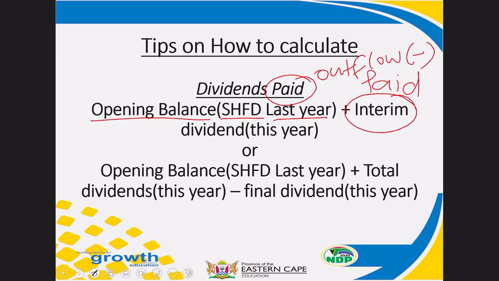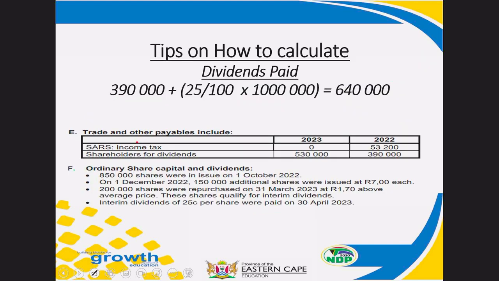Okay. Also, another method of doing it is again starting with the opening balance, and then you add your total dividends, dividends plural, both the interim and the final dividend. However, we are only looking for money that was spent, so you have to subtract the final dividend at the end of the year.